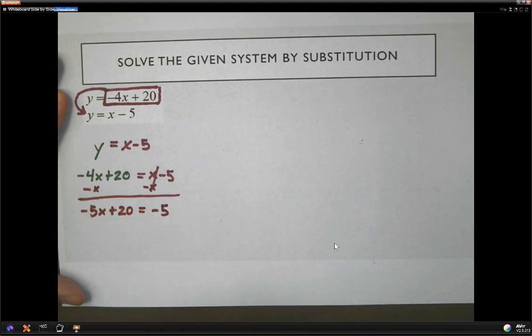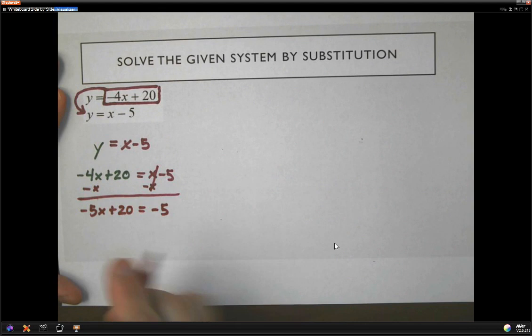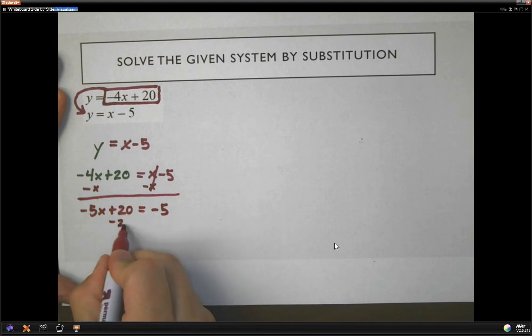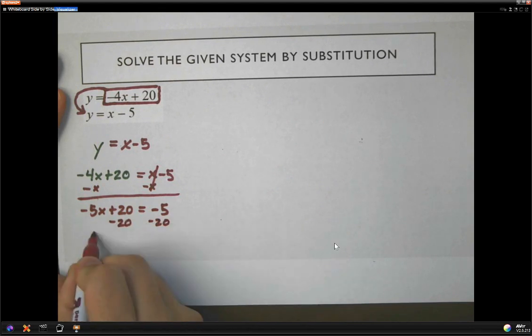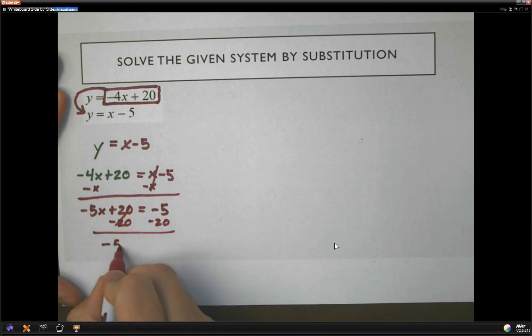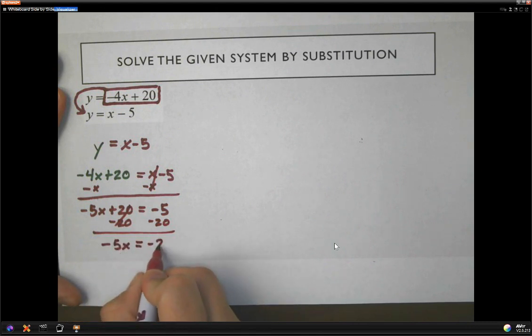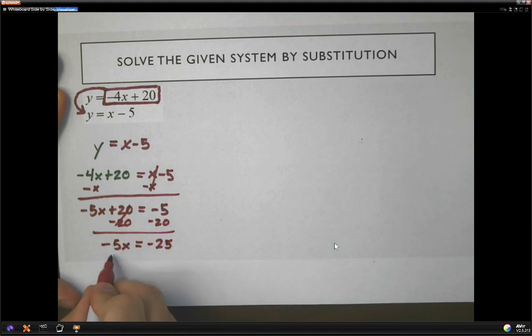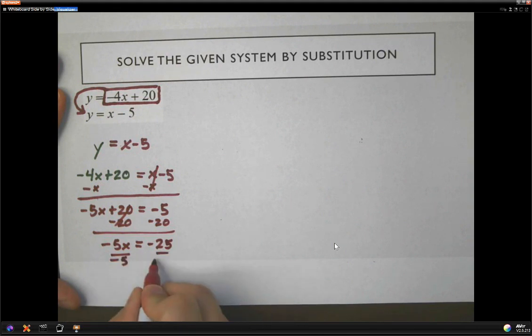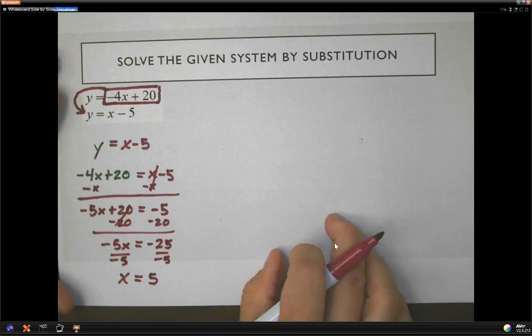Then I continue using my inverse operations. I see that I have this plus 20 that I can subtract from the other side, and I get negative 5x is equal to negative 25. And lastly, dividing by negative 5 on each side, I get x is equal to 5.